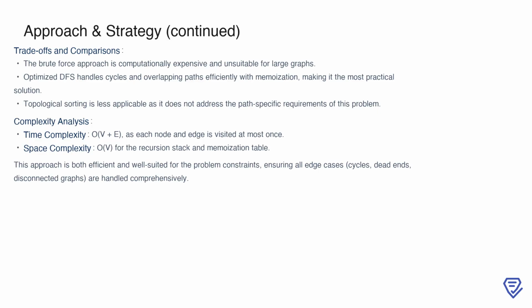From a complexity standpoint, the optimized DFS approach achieves O(V + E) time complexity, as each node and edge is processed at most once, and O(V) space complexity to account for the recursion stack and memoization table. This ensures that the solution is not only efficient but also robust enough to handle edge cases like cycles, dead ends, and disconnected graphs. Overall, the optimized DFS approach strikes the right balance between computational feasibility and correctness for this problem.